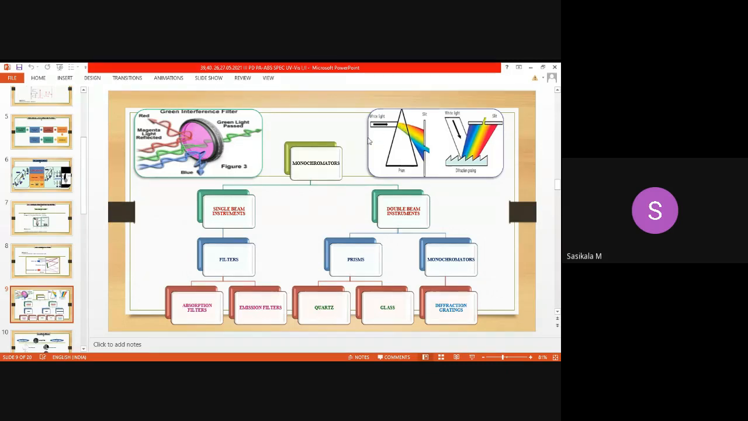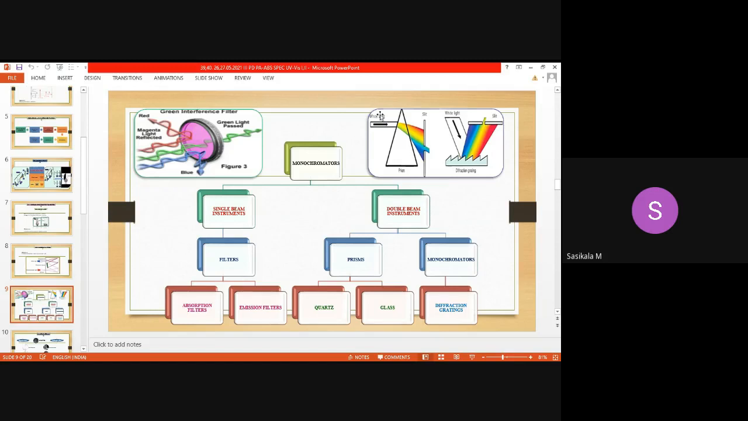In that case, we need to use quartz made prisms, whereas glass made prisms are used for visible radiation analysis. According to the light radiation used for analysis, we need to choose the material of the prism. When white light is passed onto the prism, it will be rotating. It will be a rotating prism.